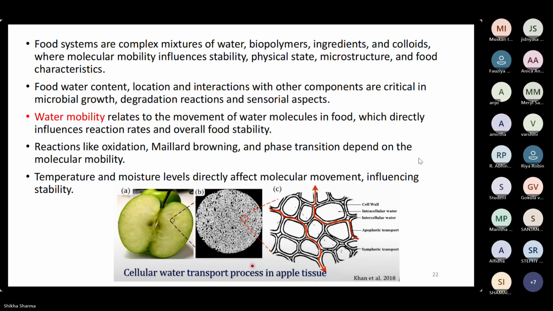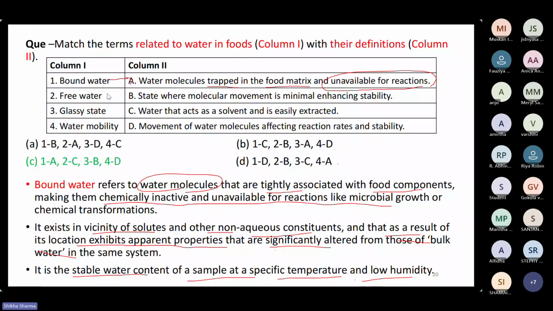So if we talk about the free water, it is a water that acts as a solvent and is easily extracted.